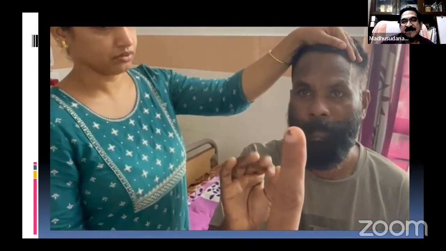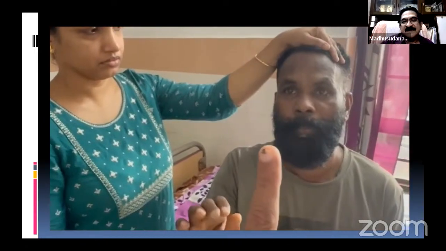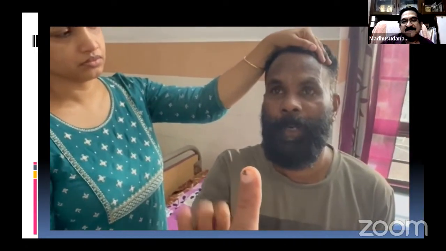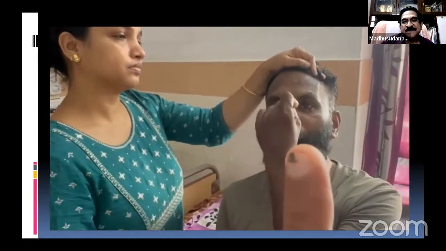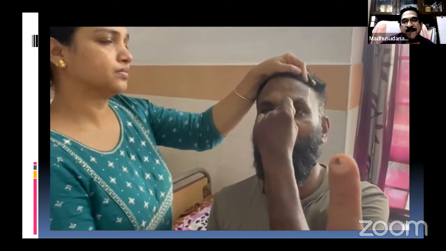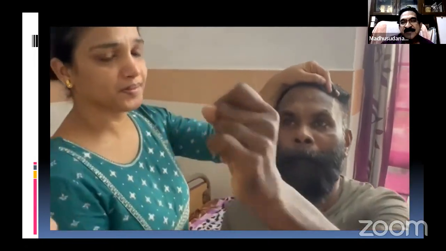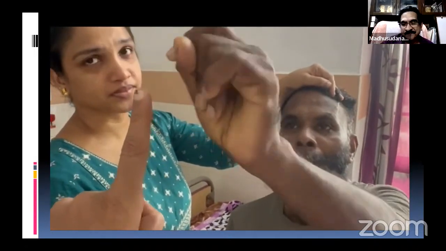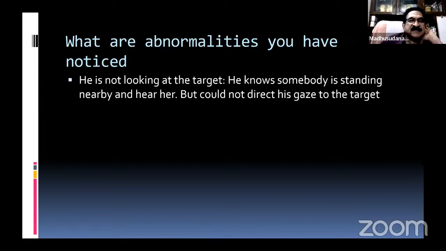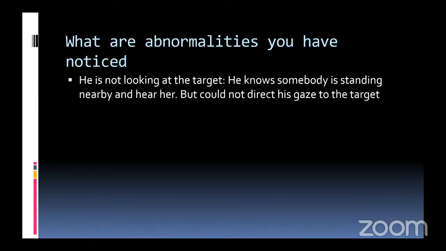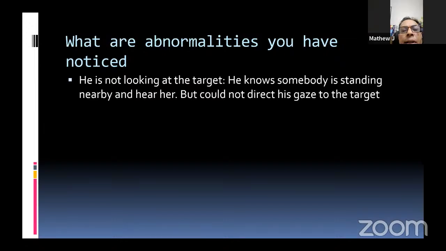Able to touch, his hand is going somewhere else. See, his hand is going somewhere, not in the direction of the finger at all. That's not optic ataxia. Okay, yes, please. Sir, is it oculomotor apraxia?